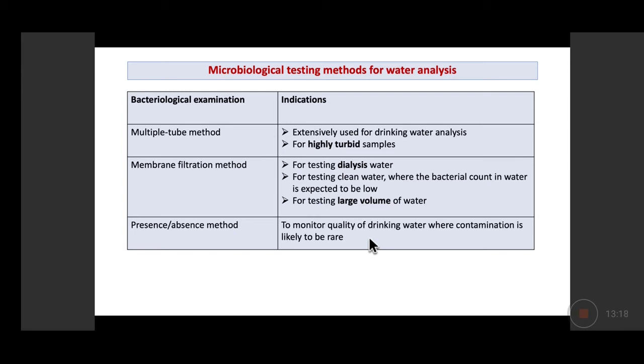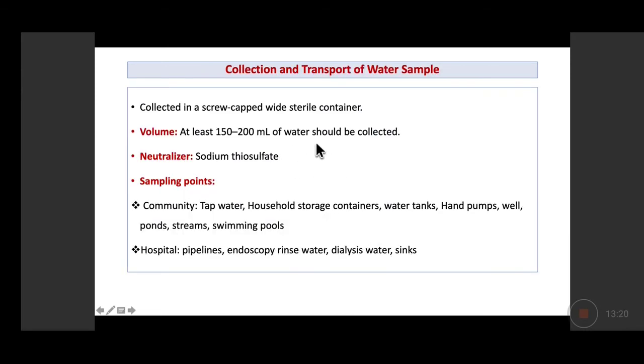We can detect the presence or absence of a particular organism. Okay, so the first step is collection and transport of the water sample, which is important, because if the collection and the transport are not proper, then the right result will not come. When collecting a sample, it should be in a sterile container, and the volume is generally around 150 to 200 ml of water.